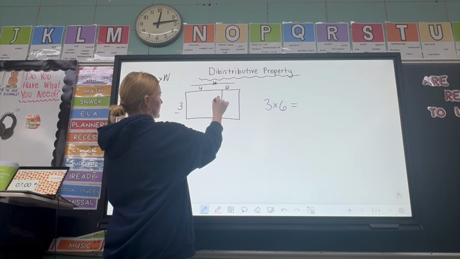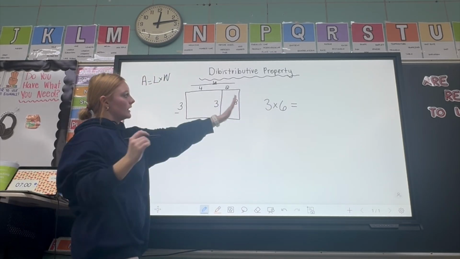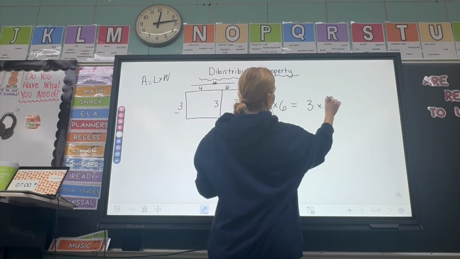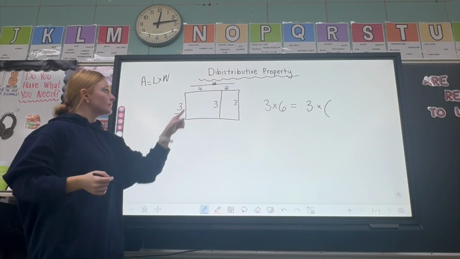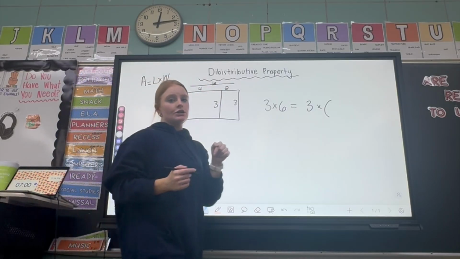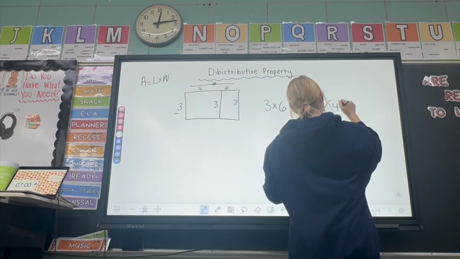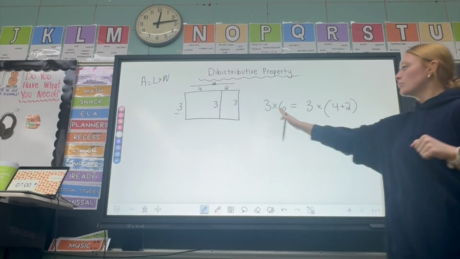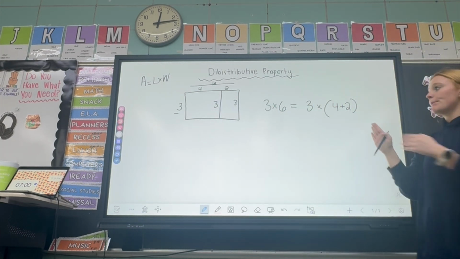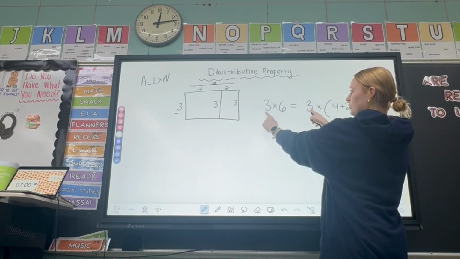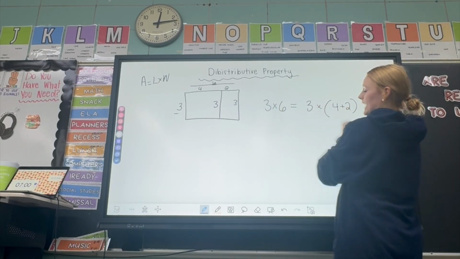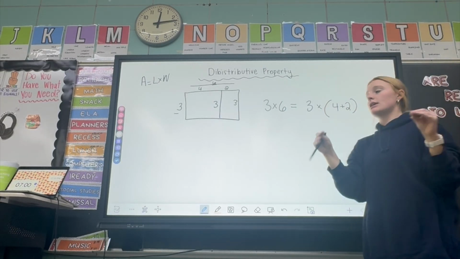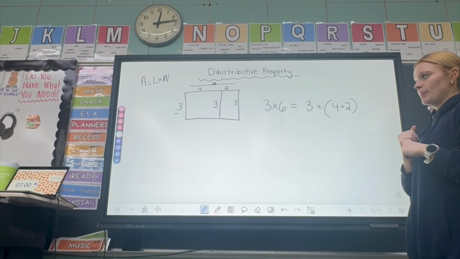Both of these are also 3, times, and then in parentheses, I'm going to put 4 plus 2, because 4 plus 2 equals 6. So we have the same problem on both sides of the equation: 3 times 6. But you can see I distributed that 6 into two numbers, a 4 and a 2.